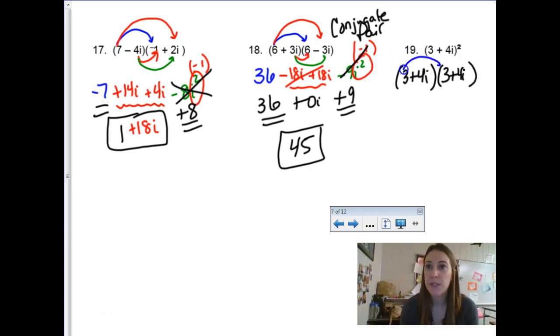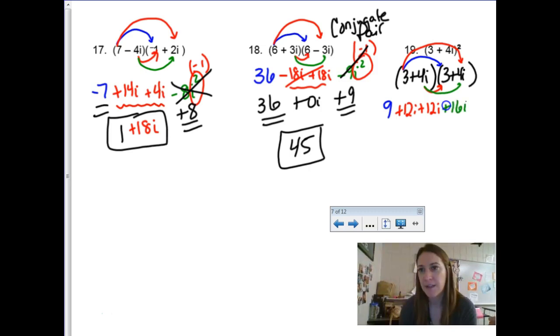So we're going to start with 3 times 3, which is 9. And then 3 times 4i plus another 3 times 4i is 12i plus another 12i. I don't like to skip steps on these because they can get really gross. 4i times another 4i would be positive 16i squared. So we will be collecting these 12s together. They're not going to cancel. It's going to give you a positive 24i.